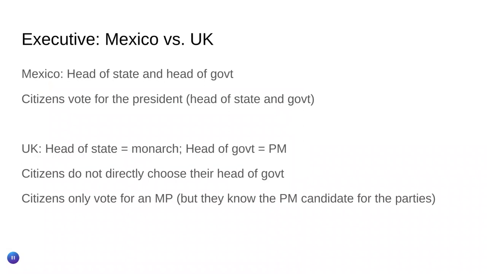In Mexico and in the UK, the executive is selected quite differently. In Mexico, the head of state and the head of government are the same person. It is the president, and citizens vote directly for that person. In the United Kingdom, the head of state is the monarch, never voted for. The head of government is the prime minister, and citizens do not vote for the prime minister. But they know when they vote for their MP who the party wants to put forward for PM, prime minister. So they're kind of indirectly voting for the prime minister, but they aren't actually voting for their executive.